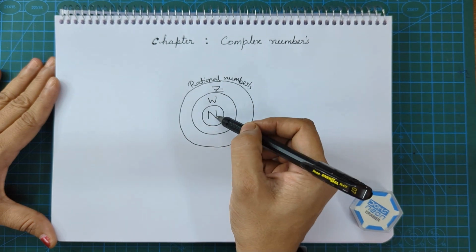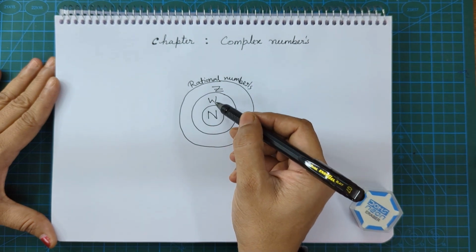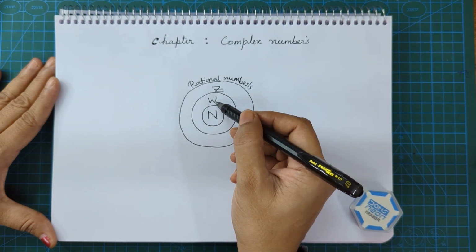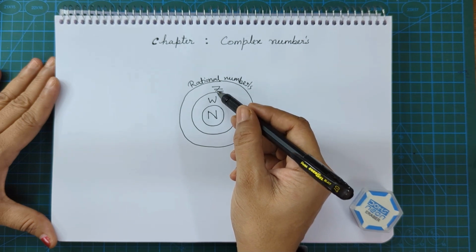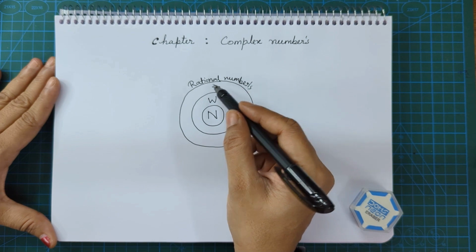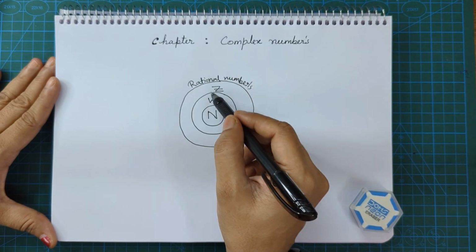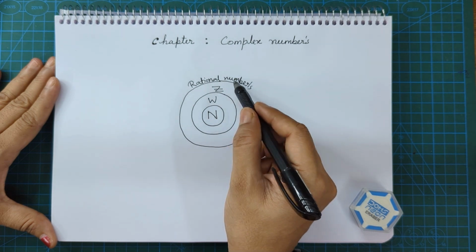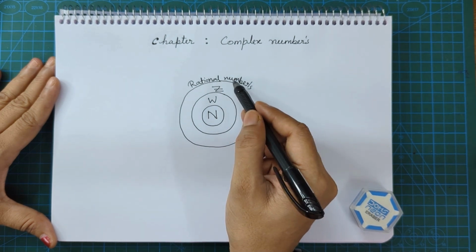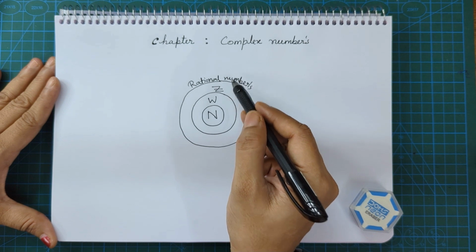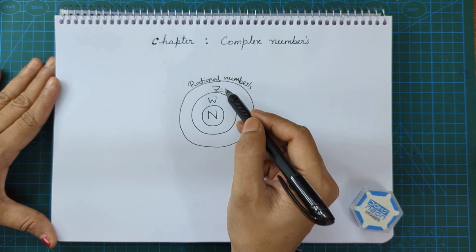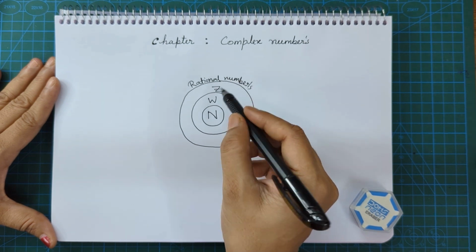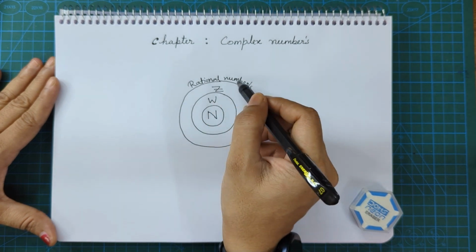So natural numbers are embedded in the set of whole numbers. Whole numbers are included in the set of integers. Integers are included in the set of rational numbers, means every integer can be represented in p by q form, but the p by q form condition is p and q, both of them are integers but the denominator q should not be 0. That is rational numbers.